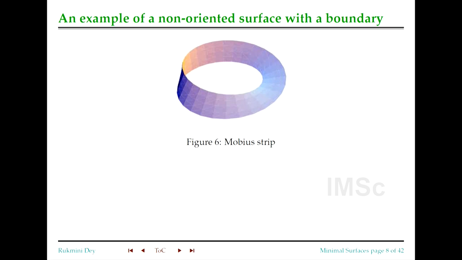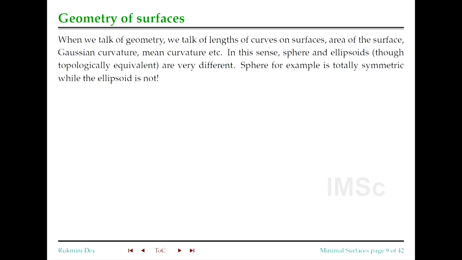So that was topology, where you don't care about continuous deformations. Like you can squish a ball into an ellipsoid, and topologically they'll be equivalent. But now we start to care about the details a bit. So that is geometry.